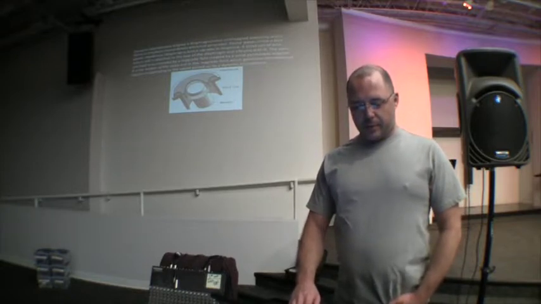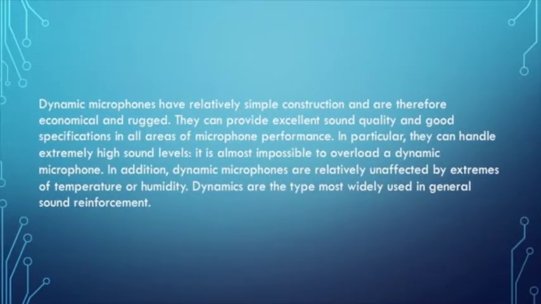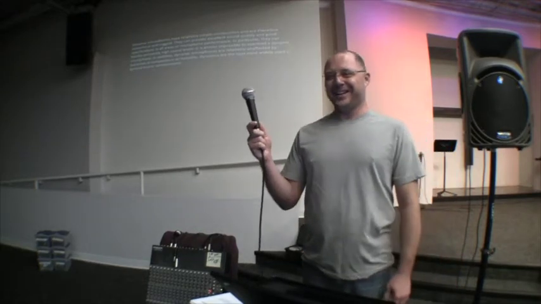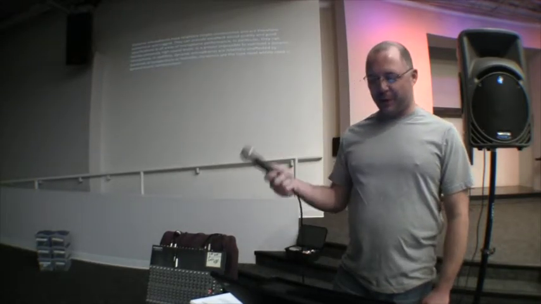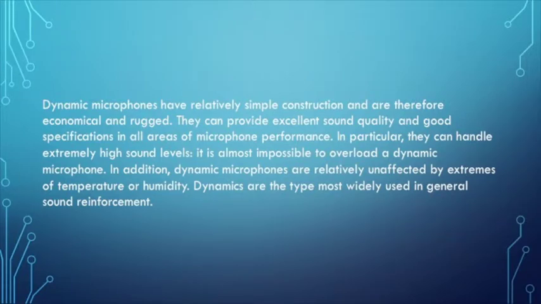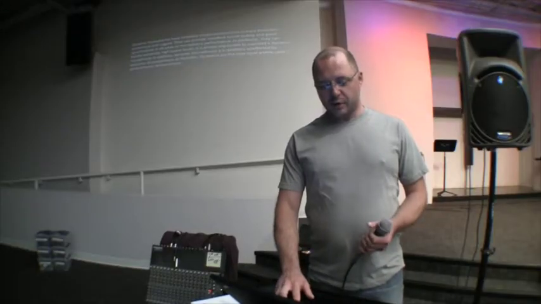And then, next slide, please. Dynamic microphones have relatively simple construction and are therefore economical and rugged. I've never seen an SM58 that didn't have a dent from being dropped, unless it was brand new. These things are pretty much bulletproof. Doesn't mean go ahead and throw them around, but they are very rugged. They can provide very excellent sound quality in all areas of microphone performance. In particular, they can handle extremely high sound levels. It's almost impossible to overload a dynamic microphone. In addition, dynamic microphones are relatively unaffected by extremes of temperature and humidity. Dynamics are the type most widely used in general sound reinforcement because of this. They're cheap, they're rugged, they sound good.